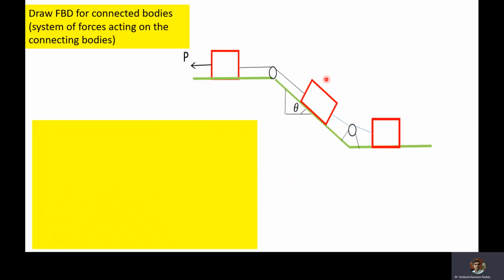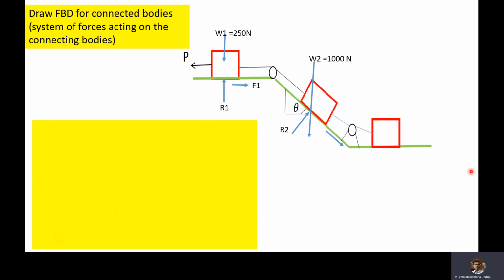Draw the free body diagram for the three bodies. Weight always acts vertically down. Normal reaction. Because the body tends to move left, the frictional force acts in the rightward direction. Next, the free body diagram for this body. Weight vertically down, normal reaction perpendicular to the surface, and frictional force. As the body tends to move up, the frictional force acts downward along the incline.